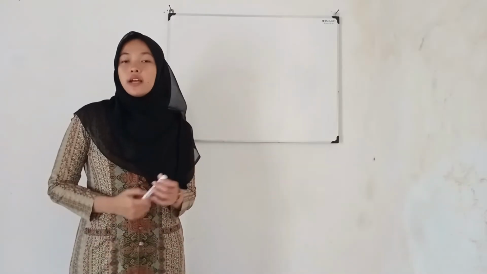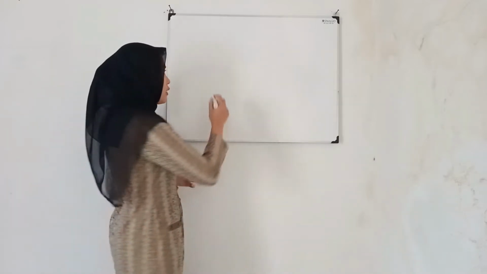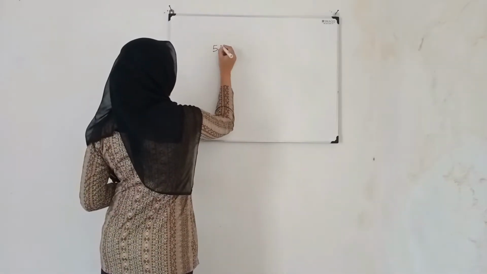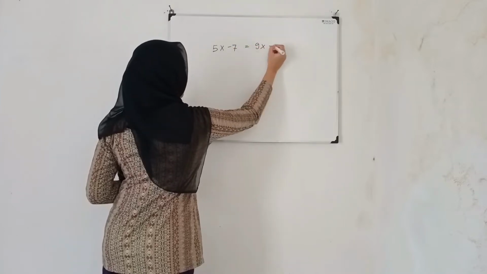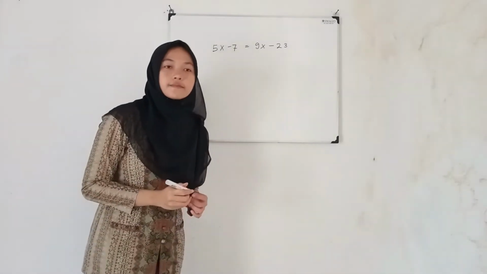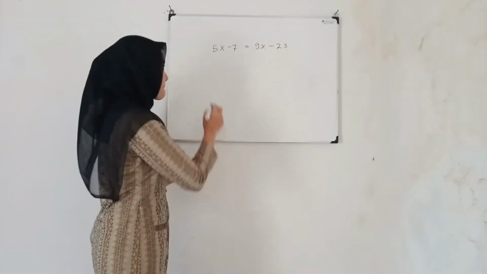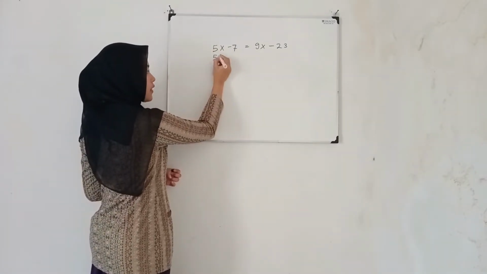And now guys, do you also still remember the material about algebraic operations? Yes, ma'am. Okay guys, now can you determine the solution of this equation? 5x - 7 = 9x - 23. Can you determine it? Yes, ma'am. We have to add both sides with 7.